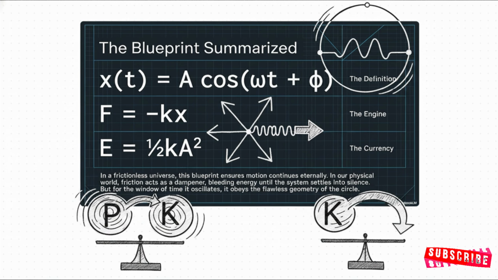Pillar 1, the definition equation, x of t, mathematically mapping the exact shadow of the circle. Pillar 2, the engine, F equals negative kx, that intrinsically rebellious force constantly demanding a return to center. And Pillar 3, the currency, total energy equals 1/2 k times amplitude squared, mathematically proving the universe keeps a strict zero-sum ledger of potential and kinetic motion.